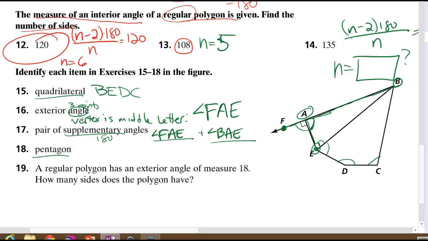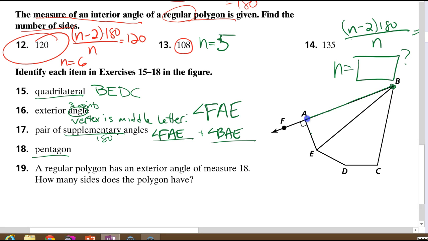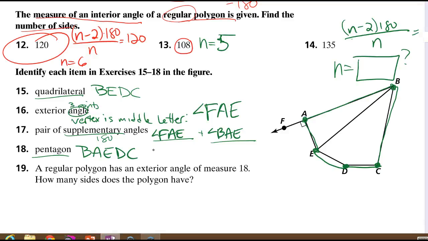Where's a pentagon? How can I name a pentagon? Well, you name it by its vertices, just like all the others. So 1, 2, 3, 4, 5. 5 sides, 5 vertices. B, A, E, D, C. Great. And yes, you could have started at A and gone alphabetically. Very true. A, B, C, D, E.